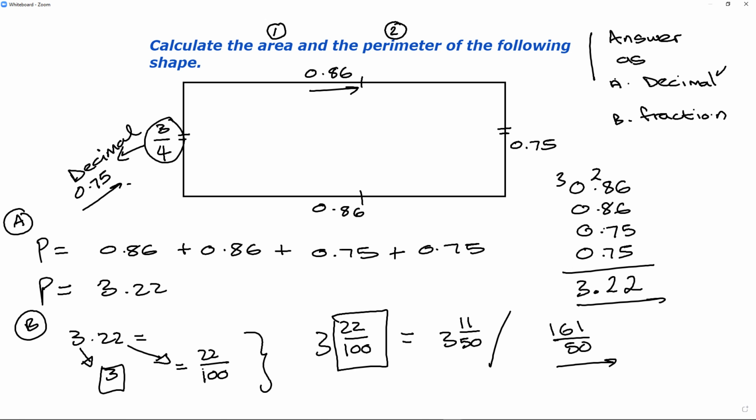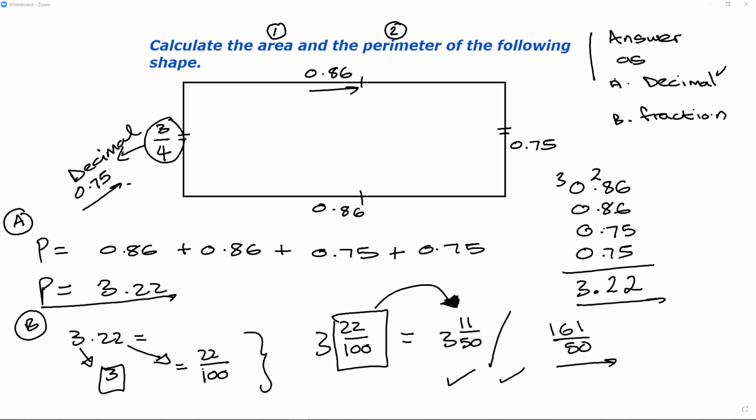All right, and that's the answer for the perimeter, as a decimal and as a fraction. As a decimal, you can see it's 2 decimal places, and as a fraction, it's 161 over 50 or 3 and 11 over 50 in its simplified form. We must remember to always simplify our answers whenever we calculate them.